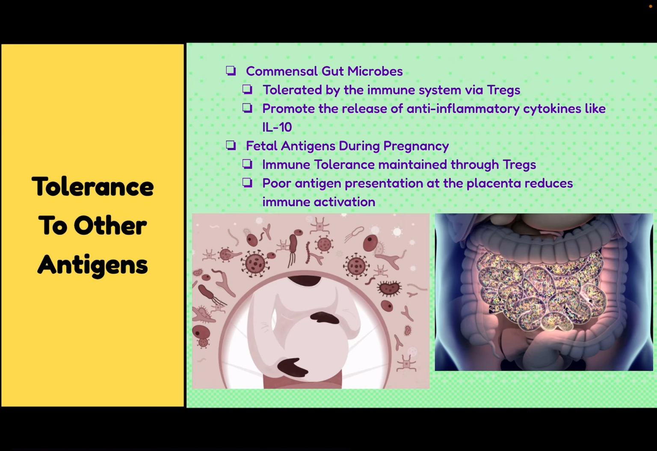Tolerance to other antigens include commensal microbes, which are gut bacteria that are tolerated through regulatory T cells and anti-inflammatory cytokines, like IL-10. Fetal antigens are tolerated during pregnancy through Tregs and poor antigen presentation at the placenta.